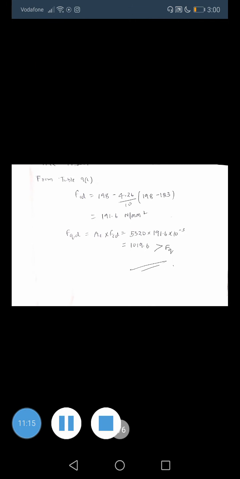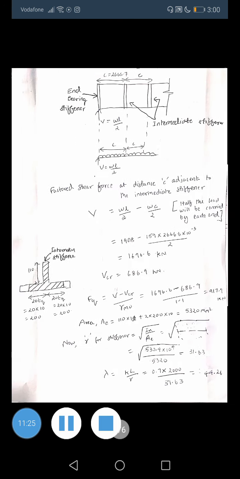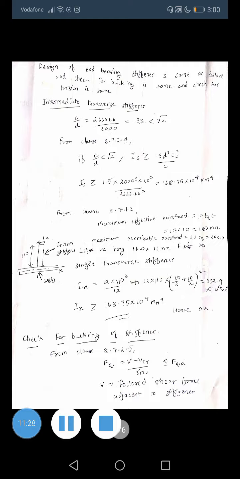Then from Table 9C you have to interpolate. So you will get FCD as 191.6. Now FQD equals area into FCD. So FQD is greater than FQ, so the condition is satisfied.